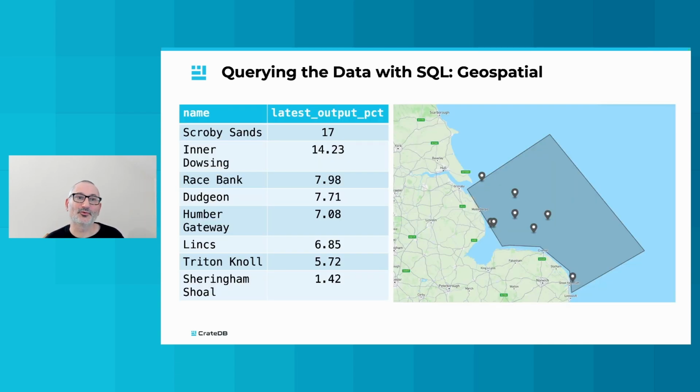Here you see the results of that. So we have a number of wind farms that match and their data. I've chosen to plot the wind farms here using their individual points. Because we have the boundary information, we could also plot the boundaries of the wind farm on the map instead.